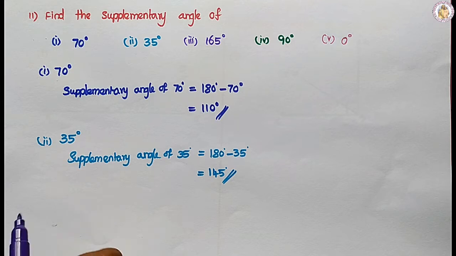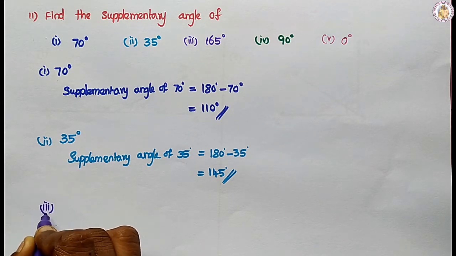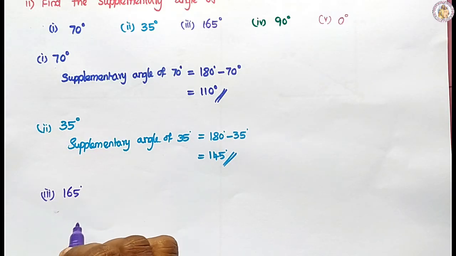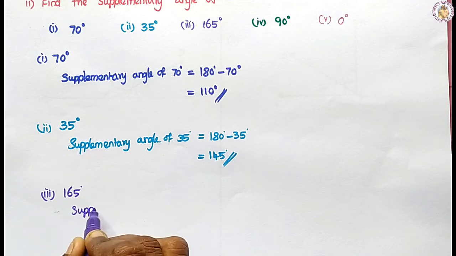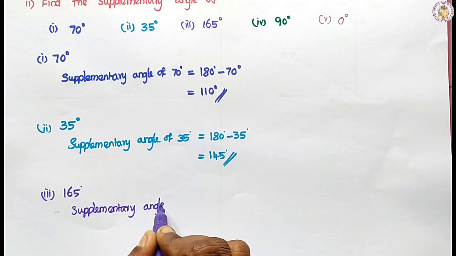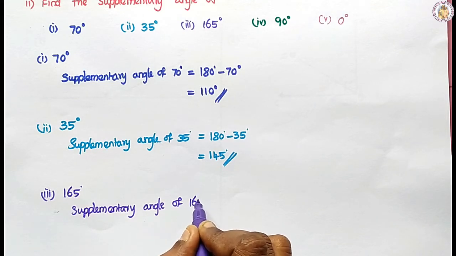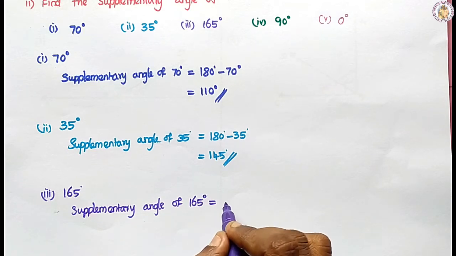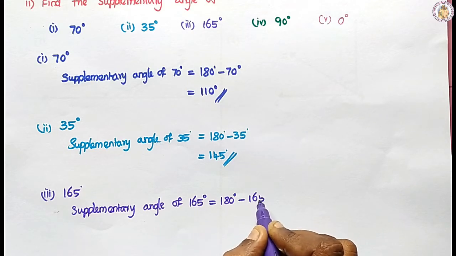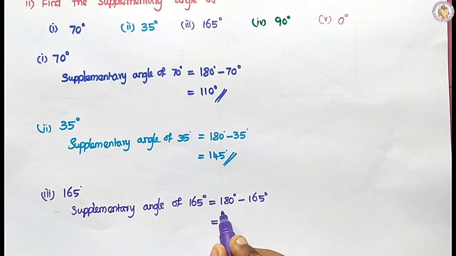Next one, 165 degree. That is supplementary angle of 165 degree equal to 180 minus given angle, that is 165 degree. How much? 180 minus 165, that is 15 degree. That is the answer.